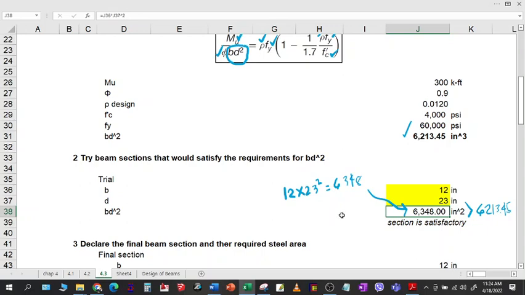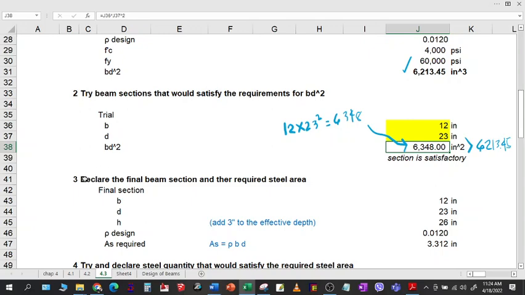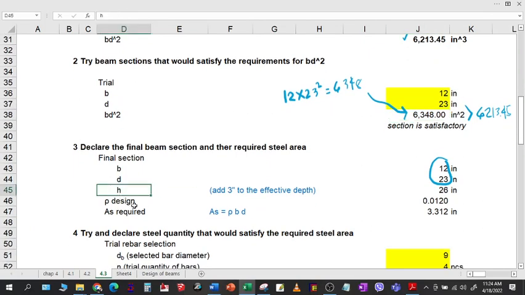After that, we now declare the final beam section. Hence we declare this 12 and 23. This is now our final beam section. And of course, we have to specify our h, because your beam looks like this. This one is the steel bar, or the location of the steel, and this is your d, and this is your h.